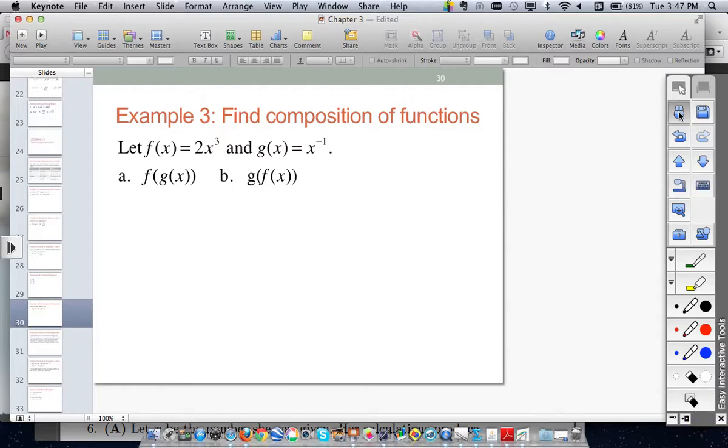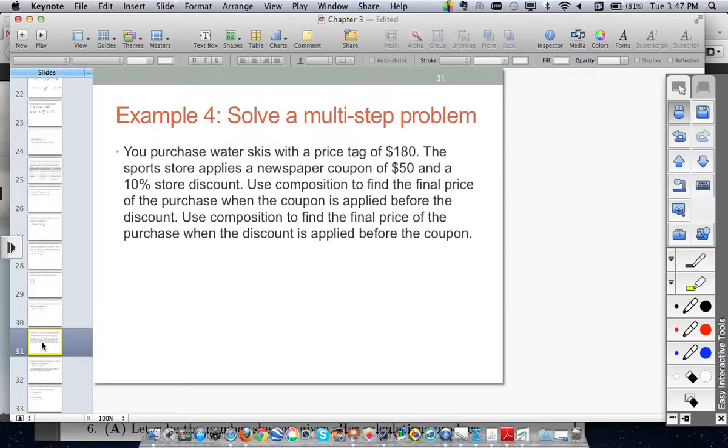Let's take a look at a word problem. So how would these problems be asked of us with a word problem? All right, you purchased water skis with a price tag of $180.